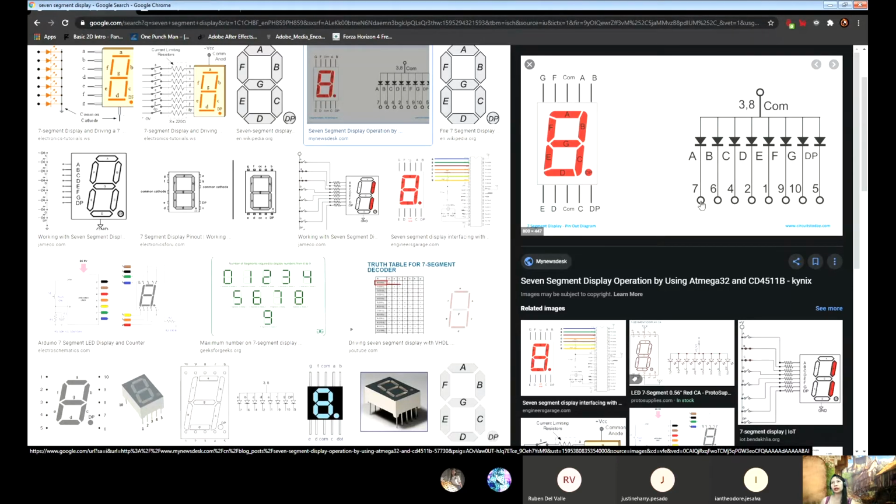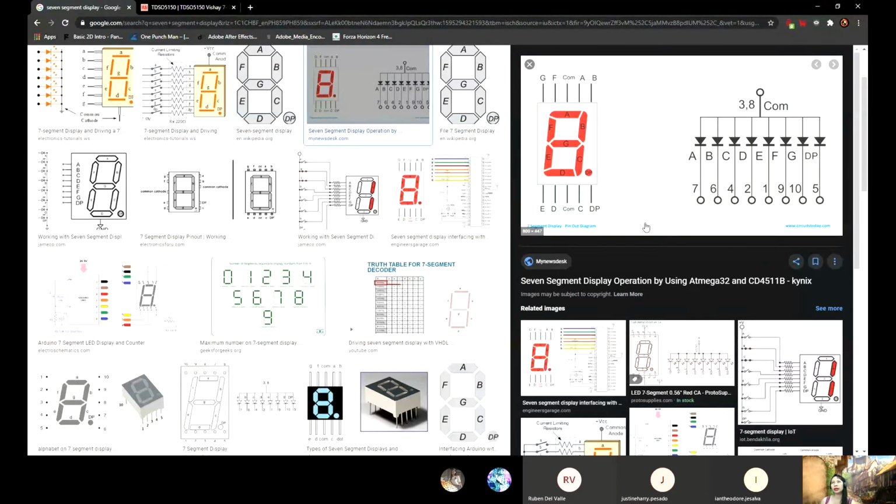As you can see, for A to G up until the decimal point, the LED will only turn on if the supply for that pin is 0 or negative. For pins 3 and 8, you have to supply positive, but to turn on each LED, you have to supply it with negative.